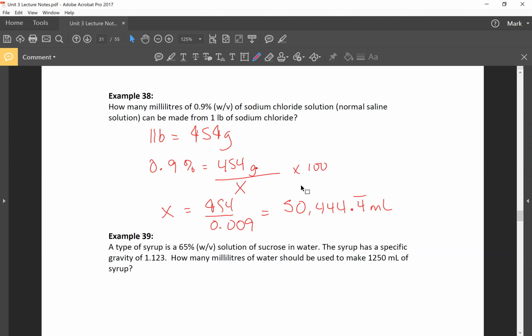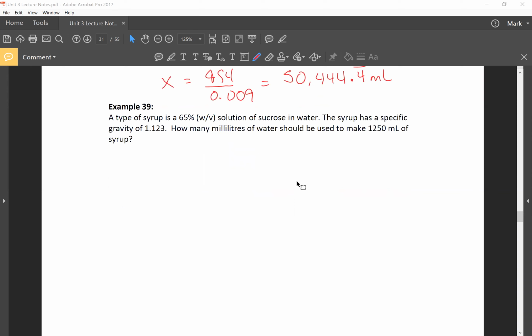Okay, for number 39, I'm getting different answers, but let's see. A type of syrup is a 65% solution of sugar or sucrose in water. That's very high, by the way. The syrup has a specific gravity of 1.123. How many milliliters of water should be used to make, oh, this is a tough one, 1,250 milliliters of the syrup. Okay, so this is a very tough one.